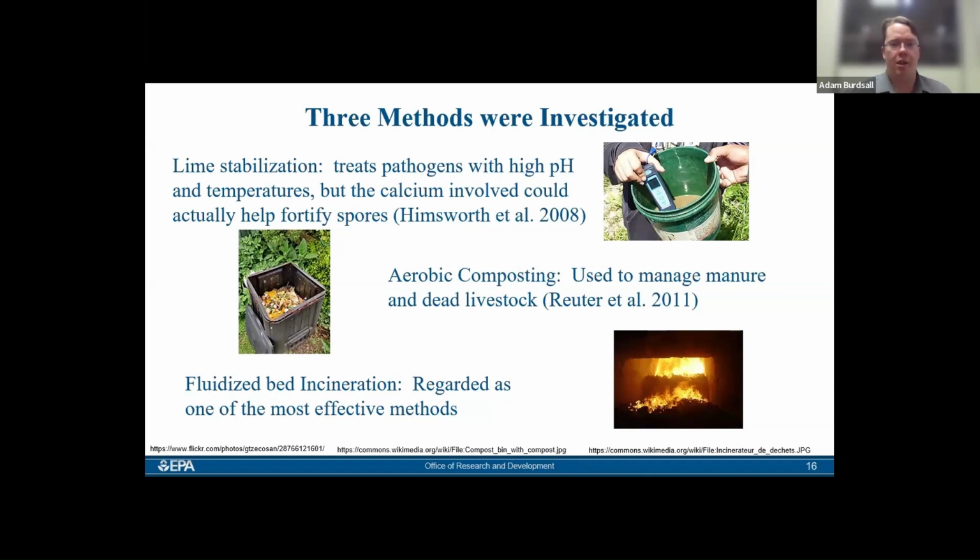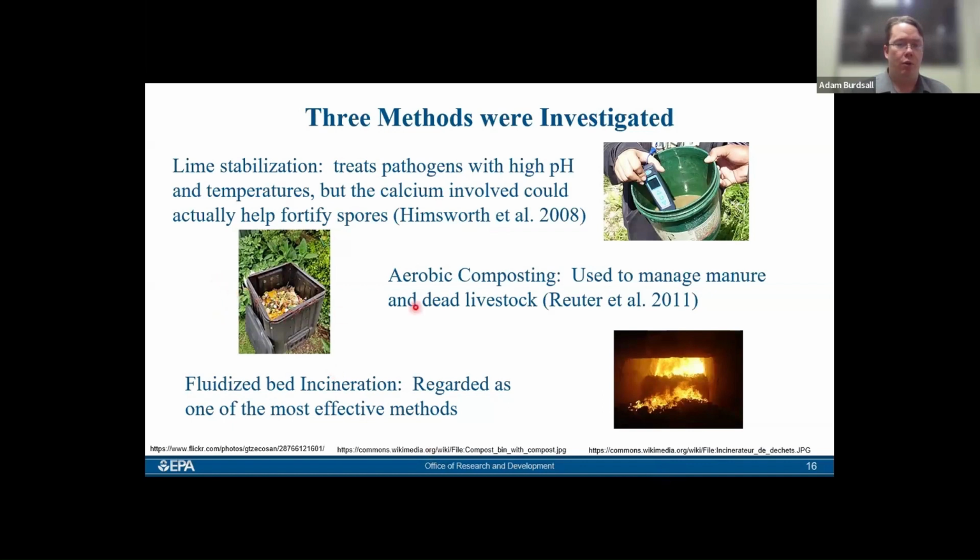The second reason is that EPA considers lime to be a Class B biosolid producer, which is designed to reduce pathogen concentrations, but not necessarily eliminate them. For something like anthrax, we wanted something that was a Class A biosolid producer, which would provide more thorough treatment. So for this investigation, lime was out.